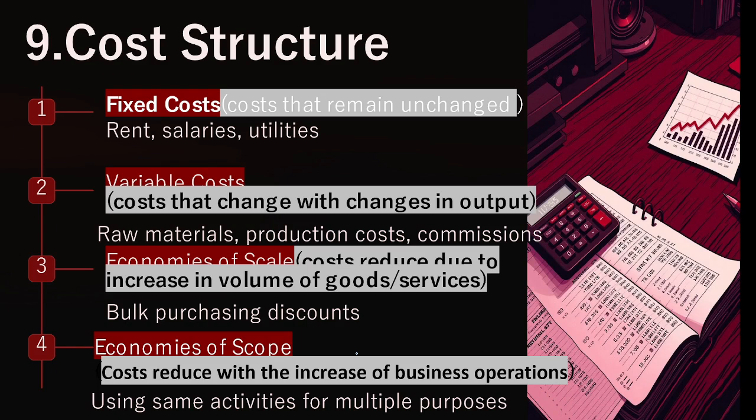We have the economies of scope. The economies of scope is all about the cost reducing with the increase of the business operations, using the same activities for multiple purposes. When you have a big company and you are using the same activity for multiple purposes, we say that you are enjoying the economies of scope.